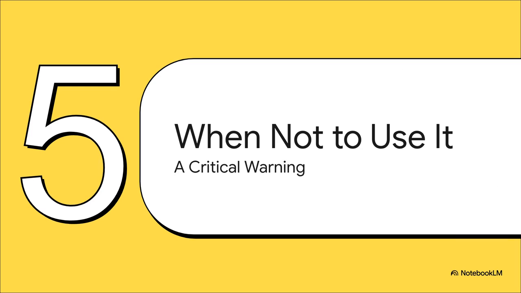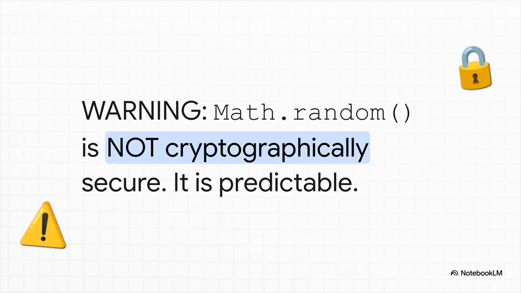But it comes with one really critical warning that every single developer needs to understand. Even with all of these fantastic improvements, Math.random is not cryptographically secure. And the reason is simple. It's still predictable. An attacker who can figure out its 128-bit internal state, which is hard but not impossible, can then predict every single random number the function will ever generate.